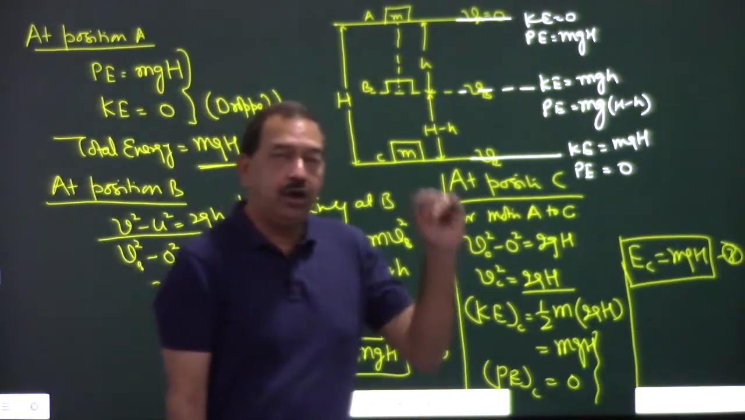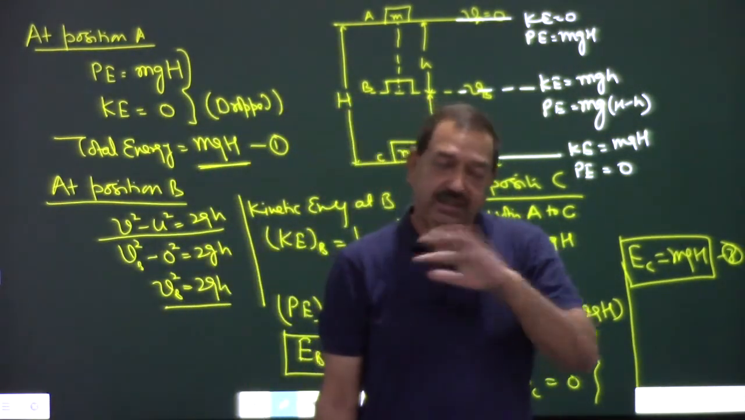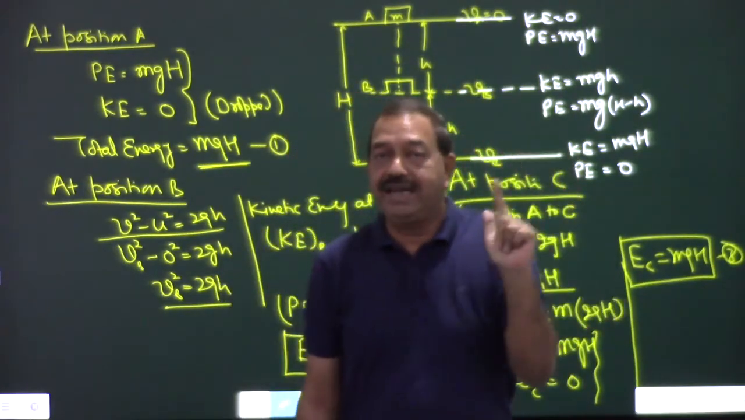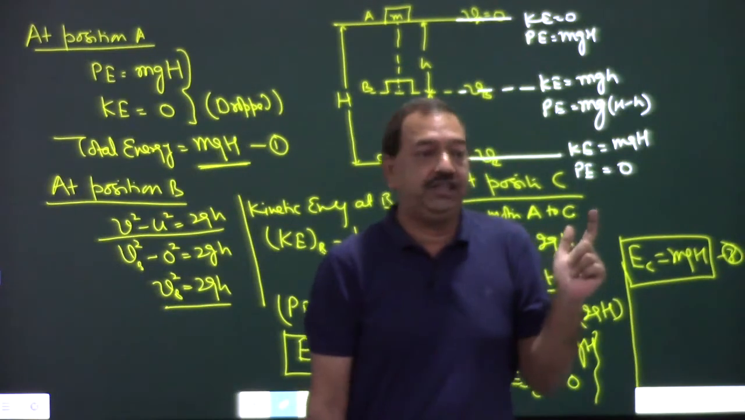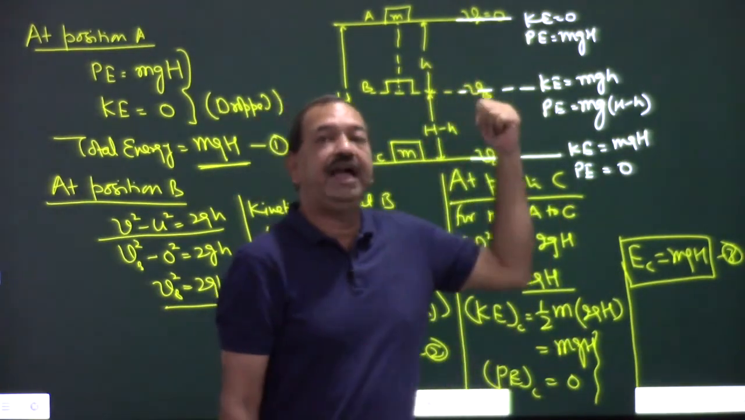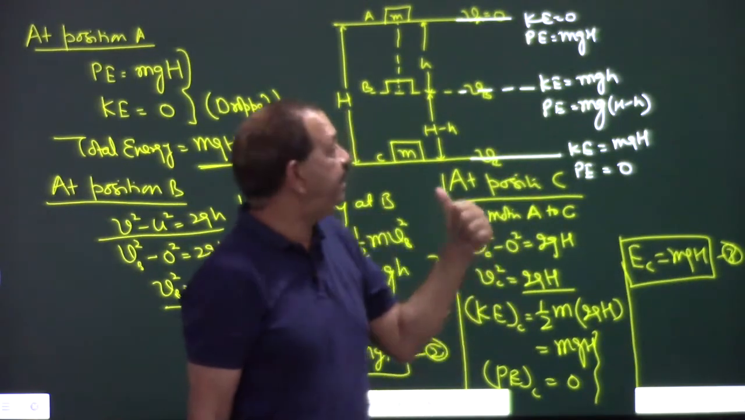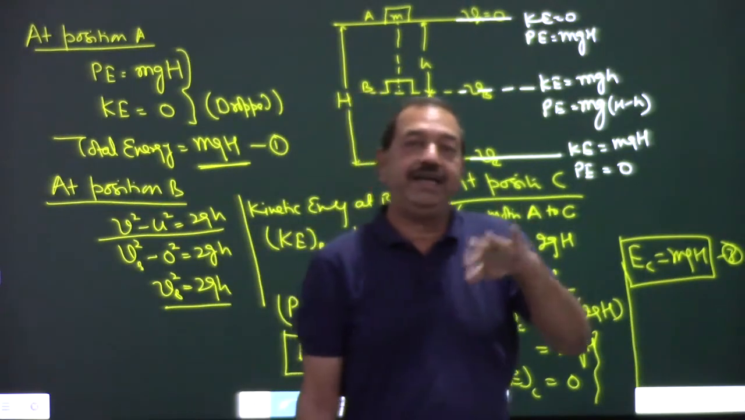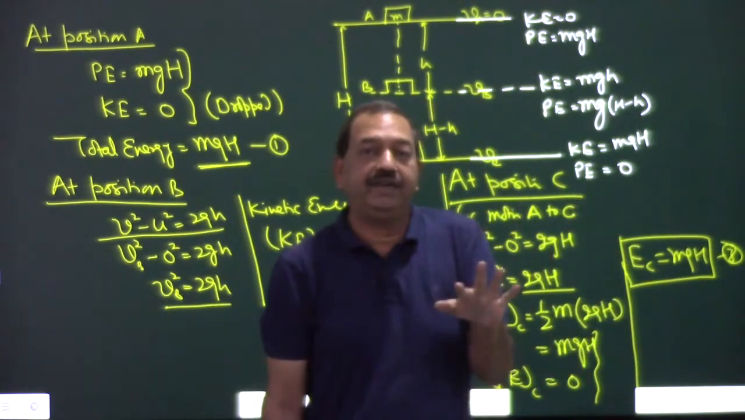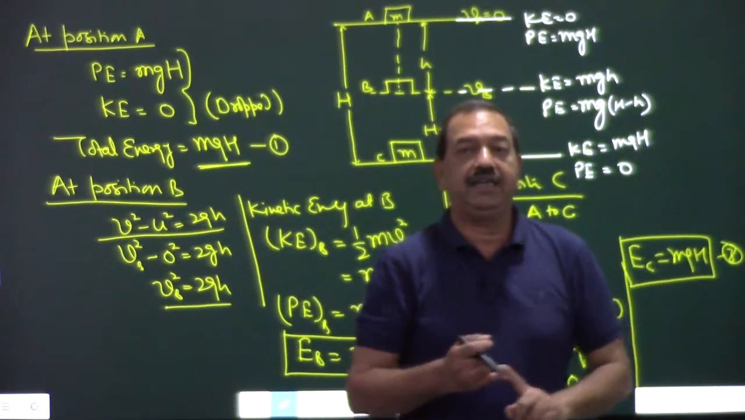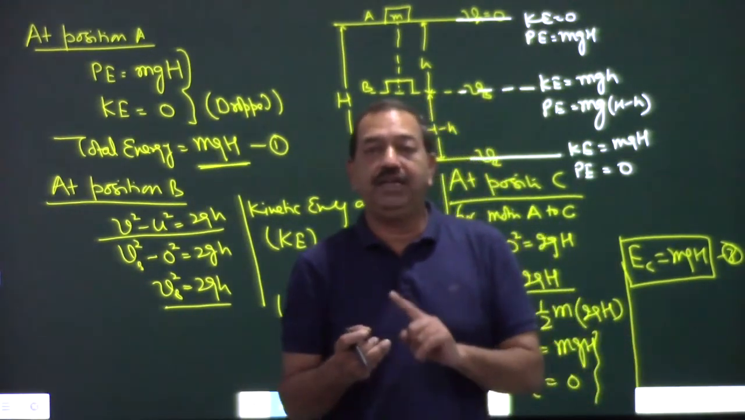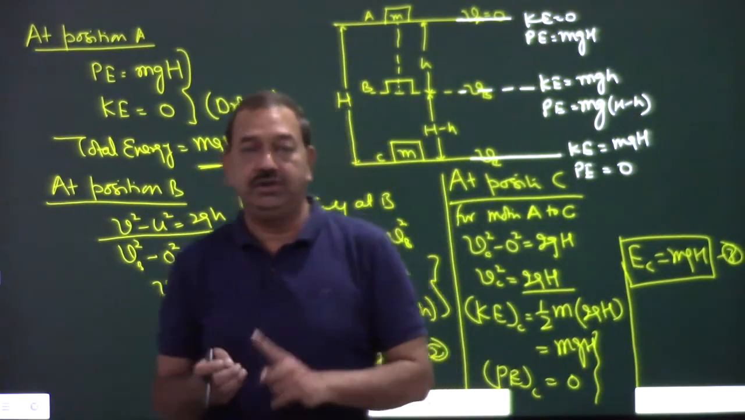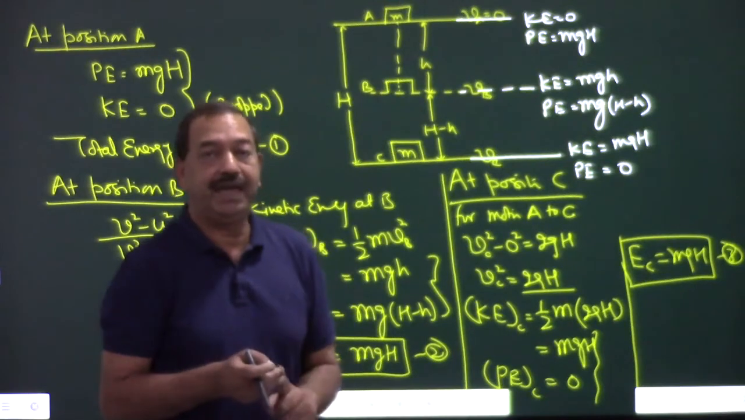So during this whole process the total energy remains the same, but at different positions the kinetic energy does not remain the same and the potential energy does not remain the same. The kinetic energy as well as the potential energy keep on changing during the whole process. So in mechanical energy, kinetic energy and potential energy are interconvertible. Hope you have understood the conservation of mechanical energy.